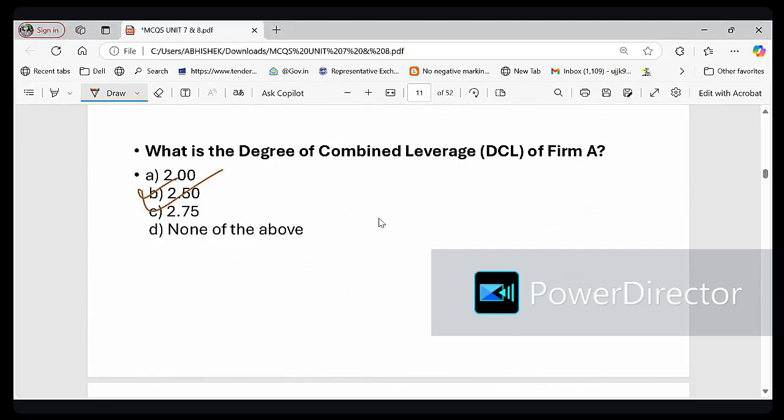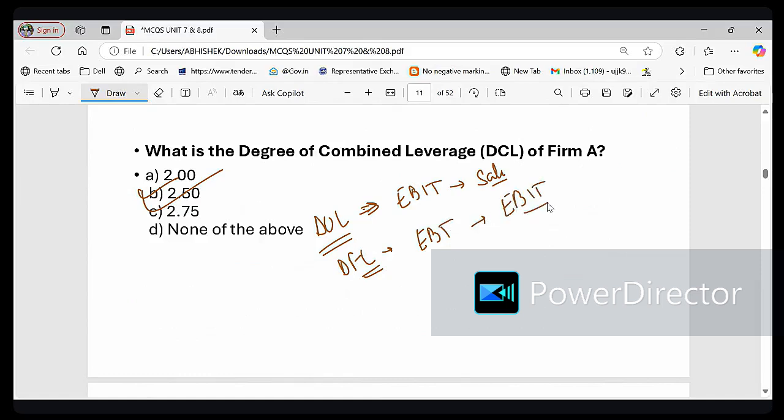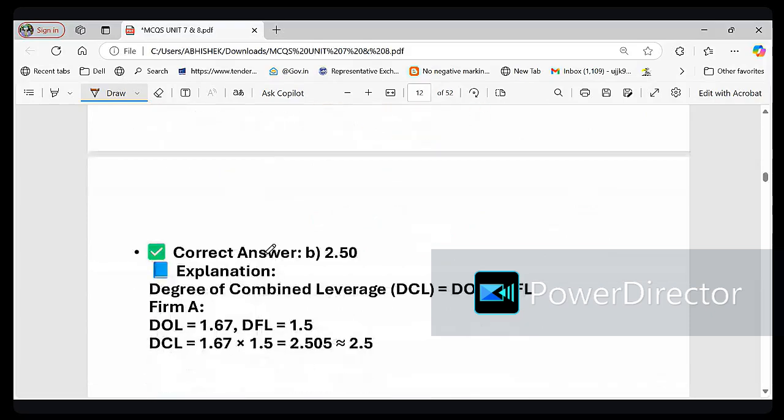So we have just now learned three things. First of all, DOL, degree of operating leverage. It tells us how EBIT reacts to the change in sales. Then we talk about DFL, degree of financial leverage. So how earnings before tax react to the change in EBIT. And when we multiply both of them, we get DCL, so we show the total effect. I hope the concept is clear. We have discussed 5 questions and we know how to calculate them.